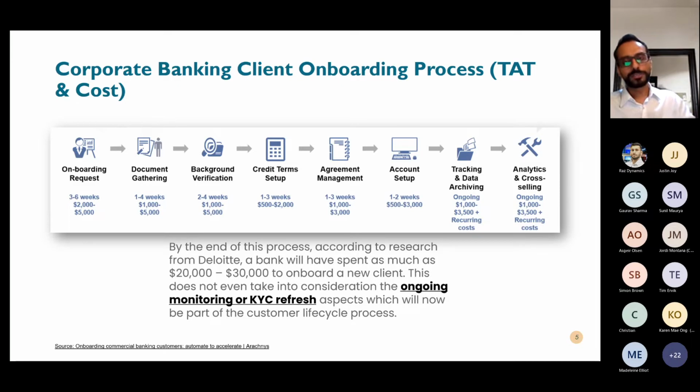And obviously for the rest of the phases, for credit term setup, we have some 1 to 3 weeks of time for agreement management. Similarly, because the agreement has multiple iterations, multiple changes of clauses, and goes through multiple legal clearances, that's the reason agreement management also typically ranges from 1 to 3 weeks. And looking at the manpower involved, the daily wages and everything put together, it's again a costly affair.